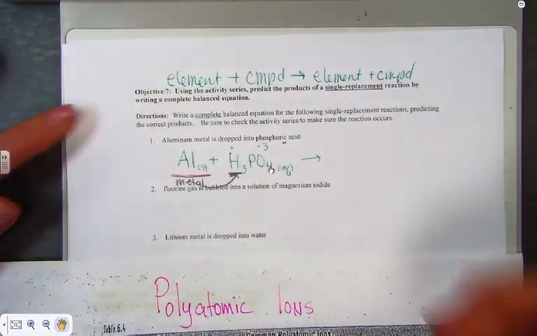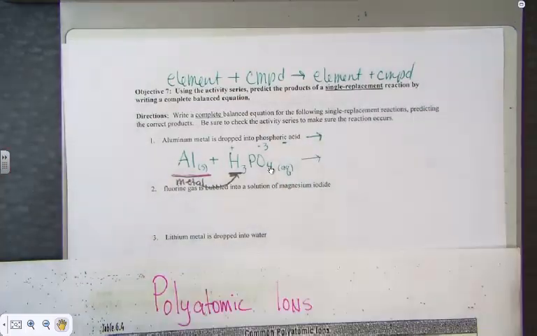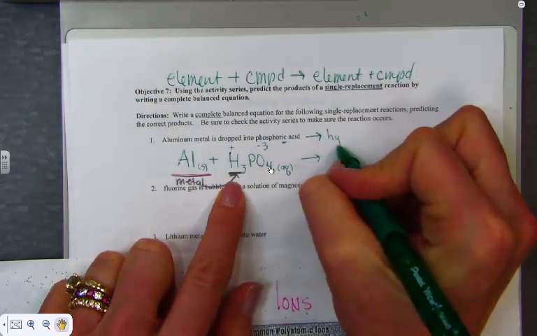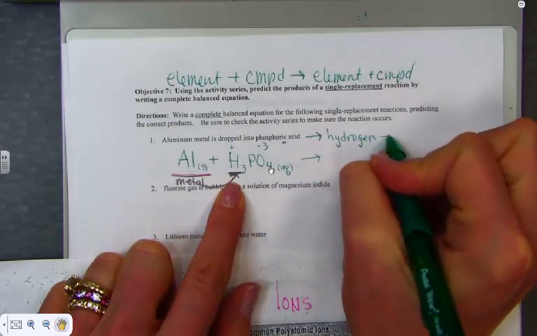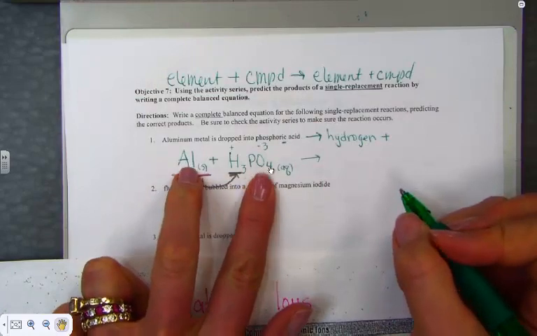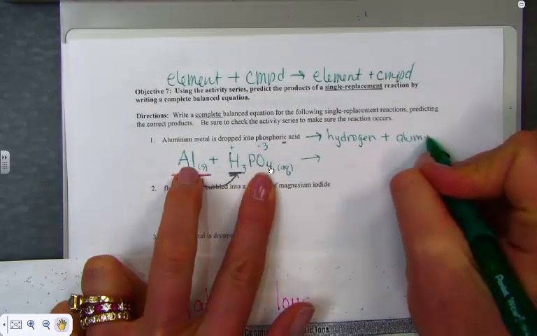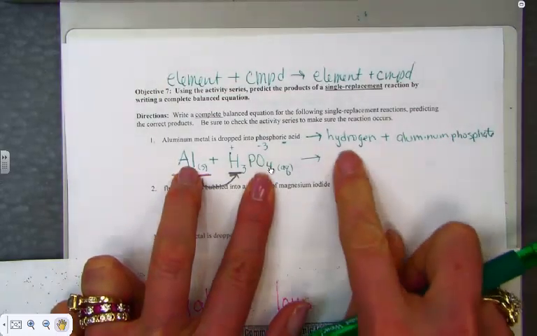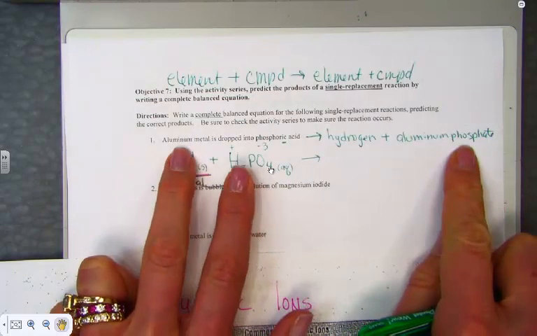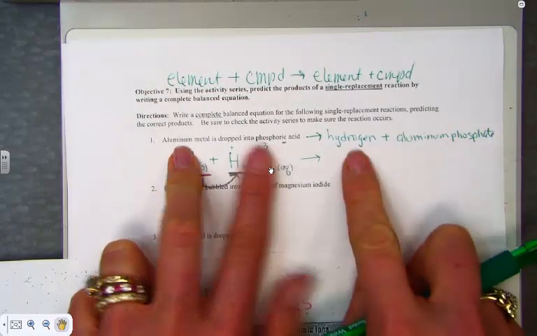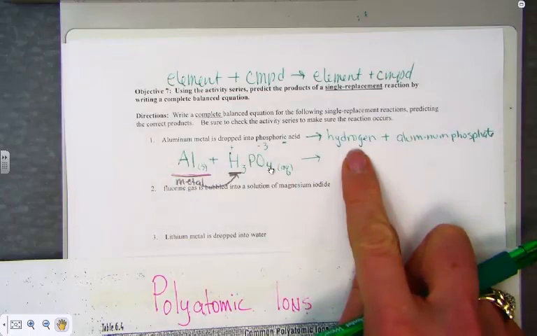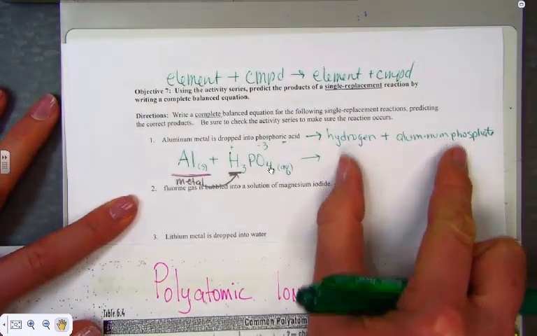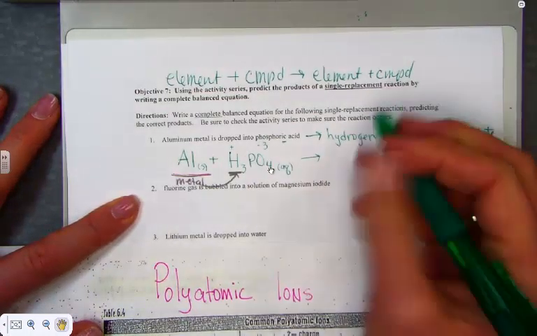This reaction will occur. Thinking in words, sometimes that's very helpful for students. Aluminum displaces hydrogen. The new element will be elemental hydrogen, and the new compound now begins with aluminum and ends with phosphate. Write that on your practice test with me. Aluminum metal dropped into phosphoric acid, in words, we can see produces elemental hydrogen and a compound of aluminum phosphate. Now we can turn these words into the formulas.